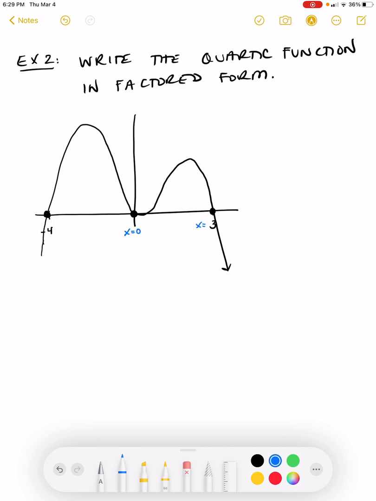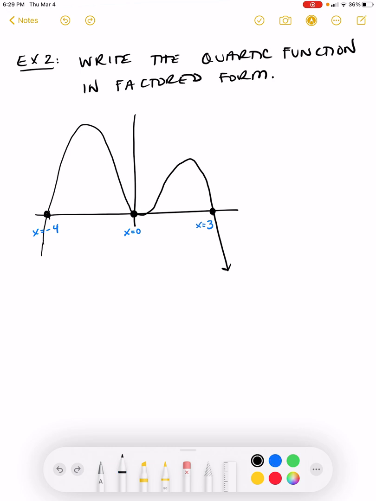x equals 3 is one of the roots. Let me see if I can write this out right here. So the roots are x equals -4 and x equals 3, and it hits at 0 but doesn't cross the x-axis. I understand that my drawing is not the best, but you know what I meant to do. It's just going to touch the x-axis and then go back up.